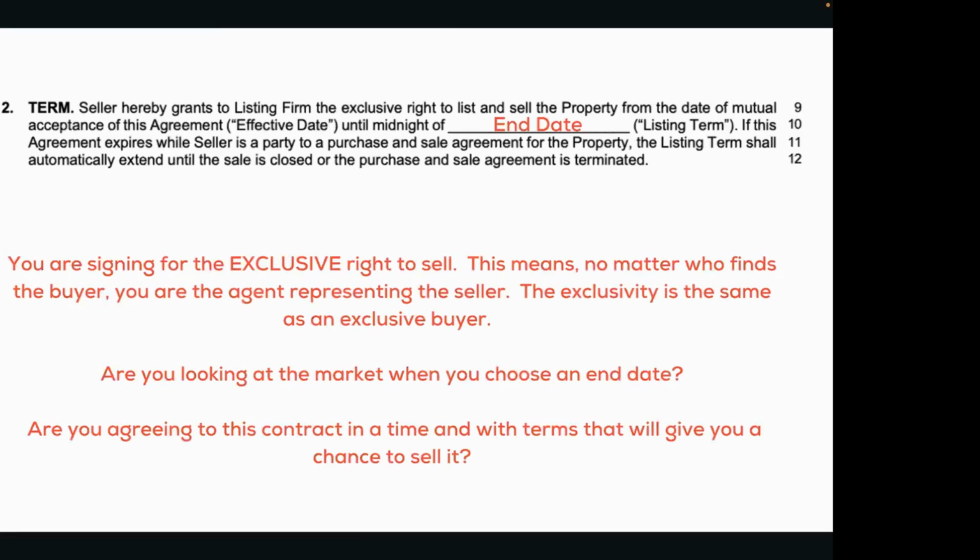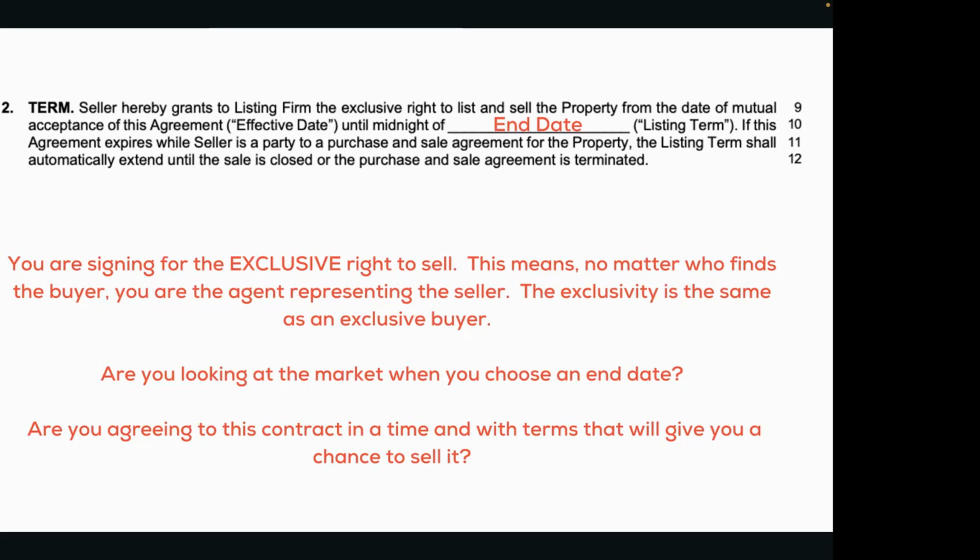Paragraph 2 is the end date. So this is the final date. This is the amount of time you're going to have to put your listing up, get it live, get it sold. Your entire listing contract expires on this end date. So when you sign this, again, you are signing for the exclusive right to sell. This means no matter who finds the buyer, you are the agent representing the seller. And the exclusivity is the same as an exclusive buyer agreement.